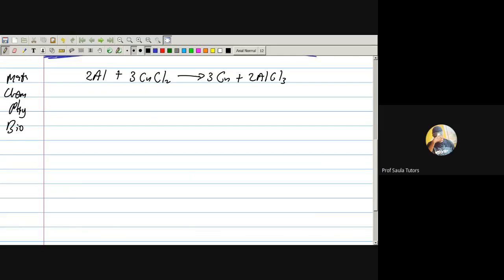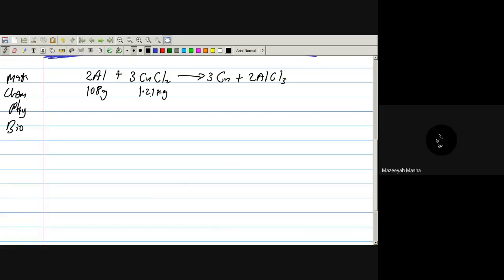Now pay attention. Now see what we have. If you observe this question very well, you will see that we have 108 grams of aluminium, right? And we have 1.21 kg of copper(II) chloride, right? Sasaula, can you hear me?